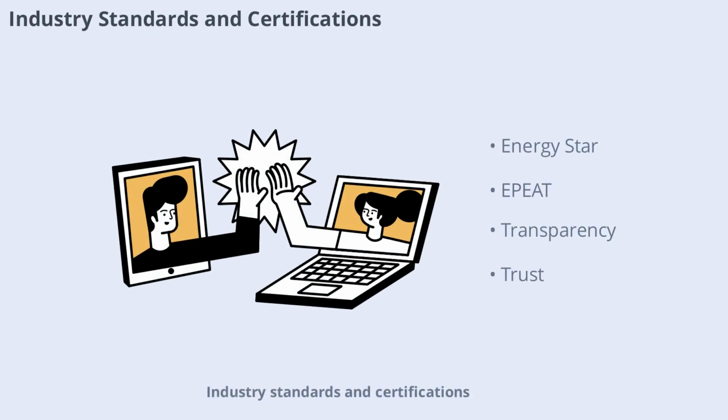Industry standards and certifications provide benchmarks for sustainable digitalization. Certifications like Energy Star or EPEAT help consumers identify eco-friendly products. Adhering to standards ensures that companies meet minimum requirements for energy use, emissions, and recyclability. These frameworks promote transparency and trust, making it easier for consumers to make informed choices. Let's now explore the role of innovation in driving sustainability.